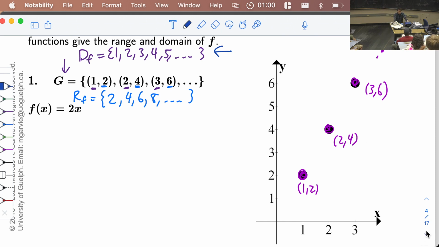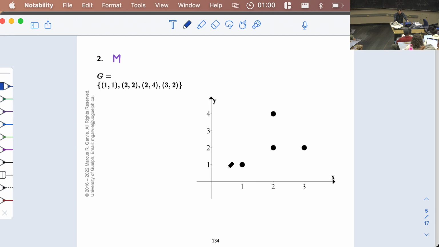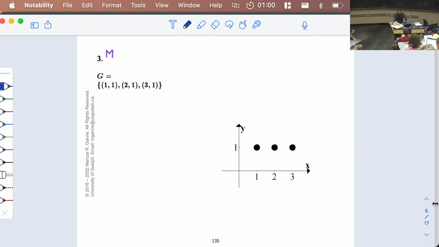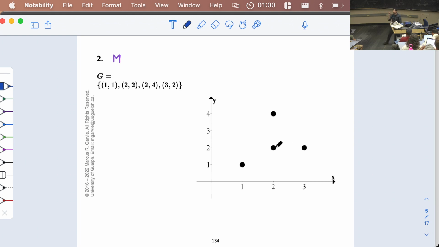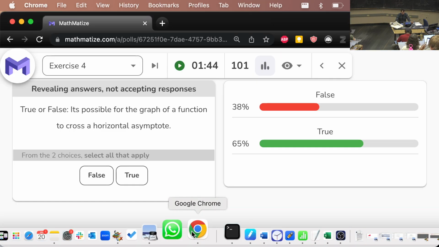So on the next 2 pages are 2 other graphs. Here's one, and it's got 4 points, and here's one, and it has 3 points. I want you to try to guess what the formula is for these 2. I'm going to open up a Mathematize where you can put in your answers. So guess the formula and tell me when you have the formula.